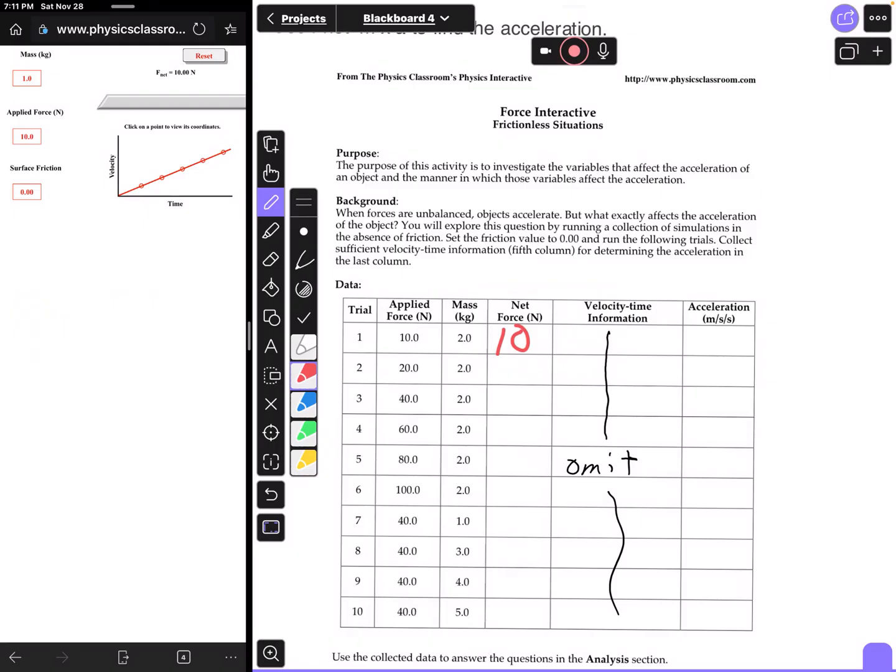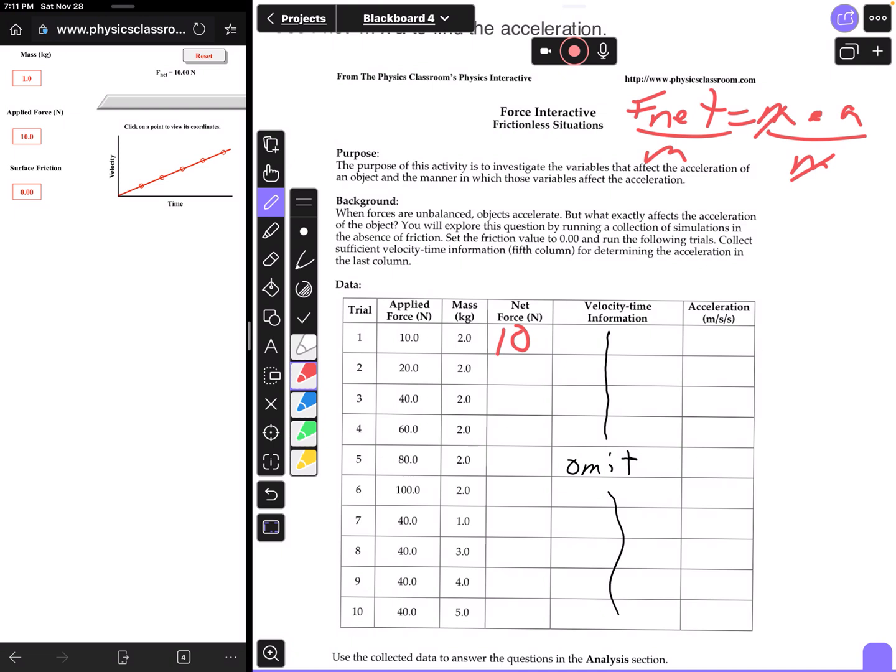And then how would I calculate your acceleration? We have the equation F net equals ma, mass times acceleration. And remember, an unbalanced force creates acceleration. If your F net was 0, your acceleration would be 0. But since we have a net force, how would we calculate that? Well, if we just divide both sides by mass, our acceleration would be equal to F net divided by mass.